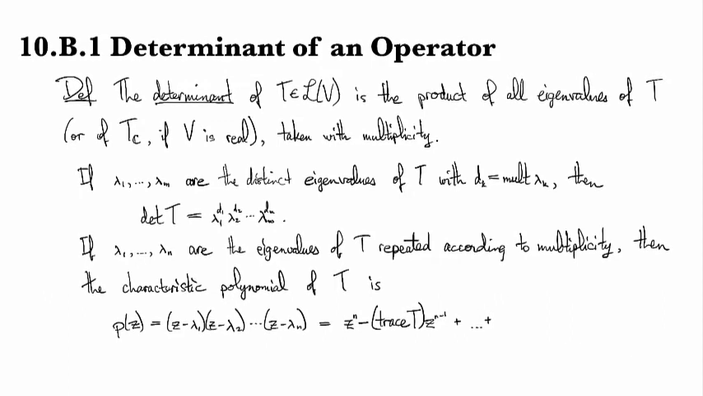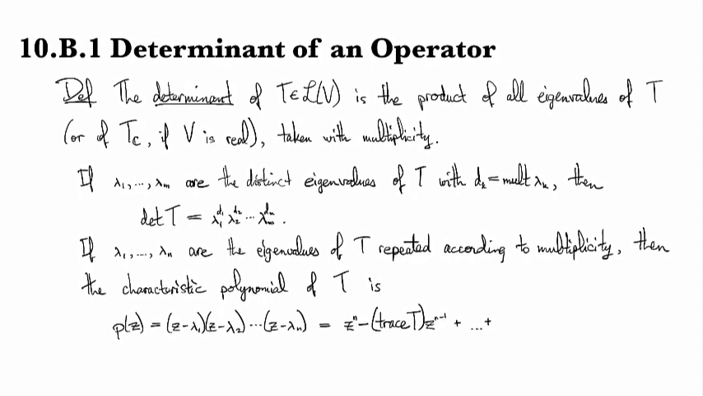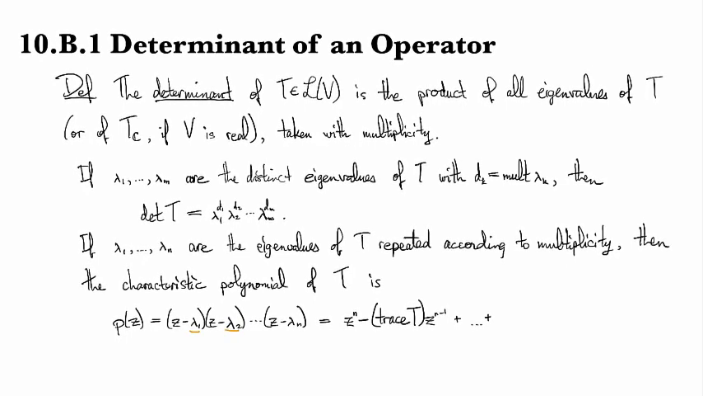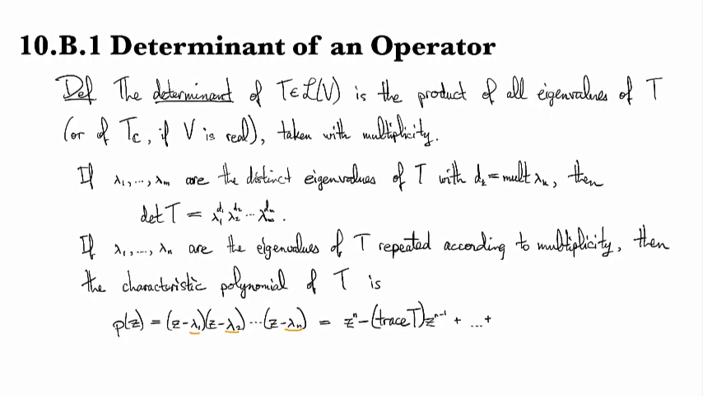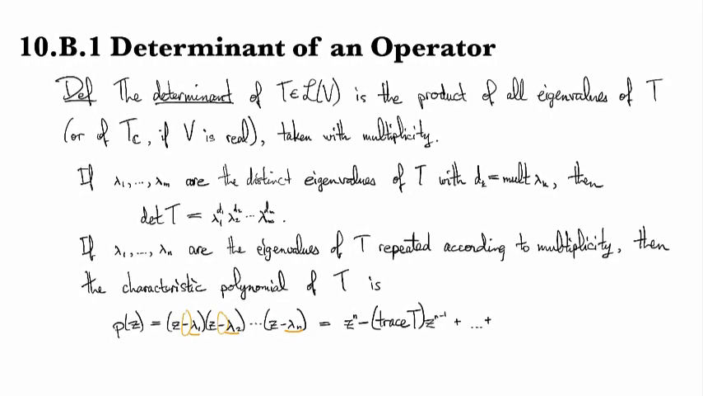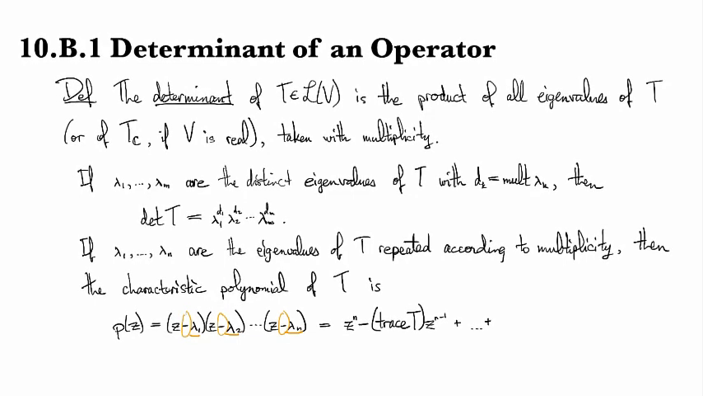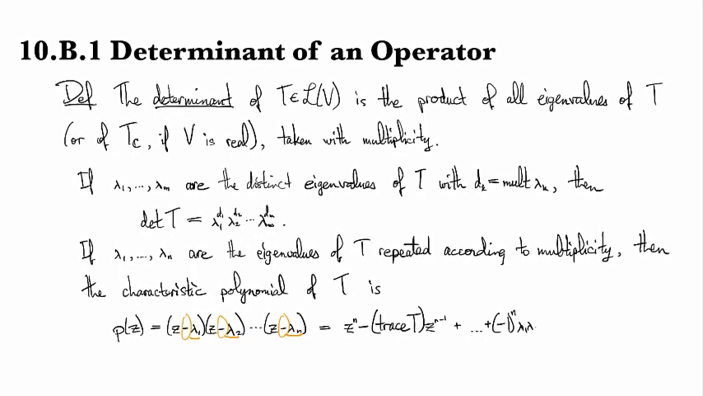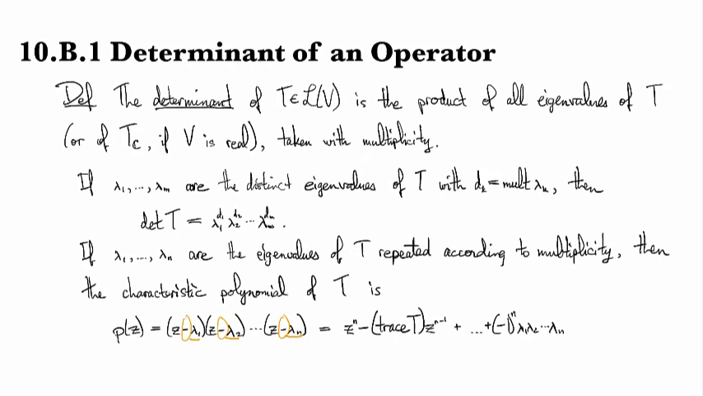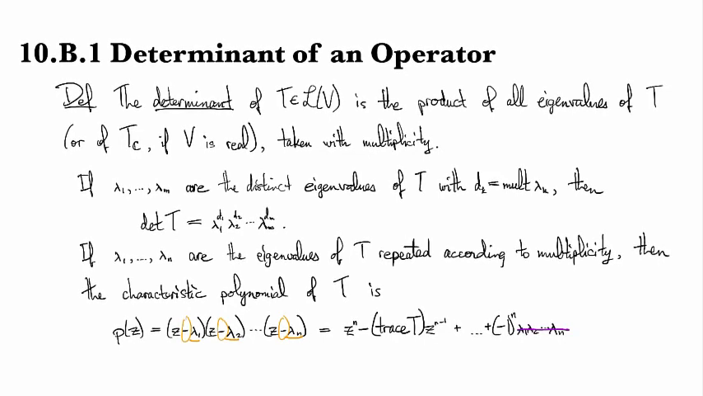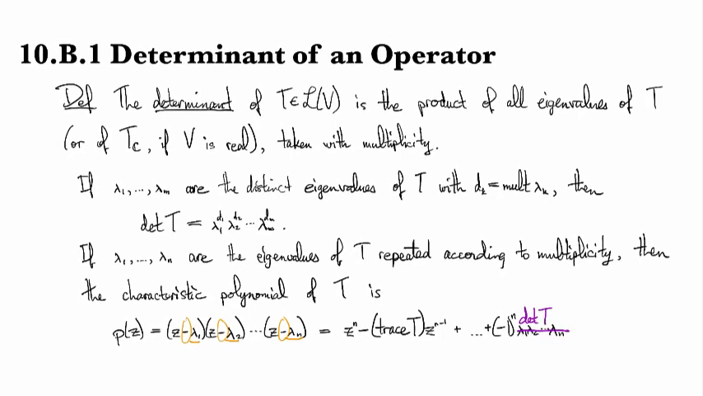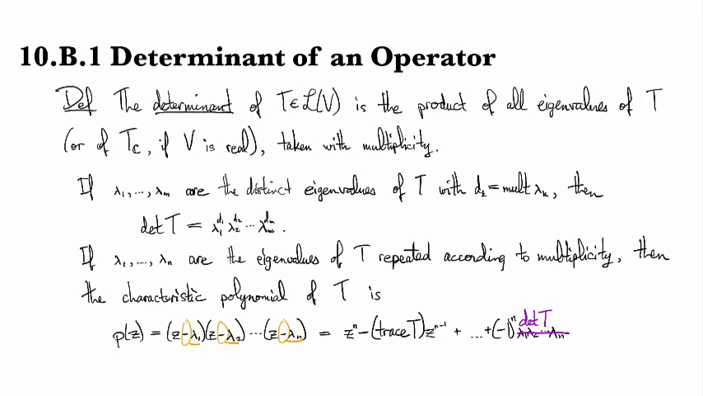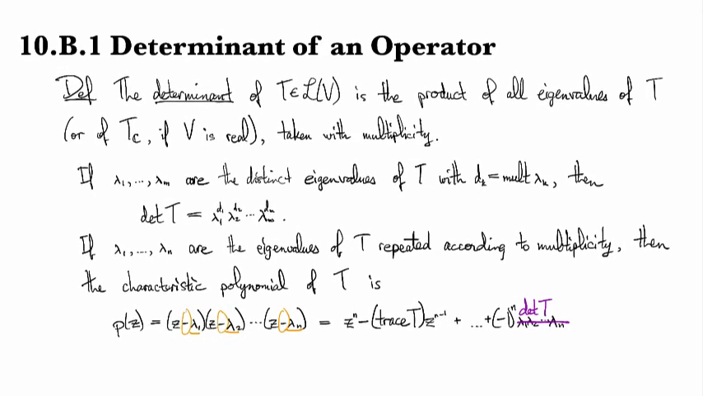And then the very last one that we get is the constant term. And the only way that we get a constant out of this is if we choose the lambda from each one. So we're going to get the product of all the lambdas, and each one comes with a minus sign. And so there's n of those. So we have n minus signs, so we have minus 1 to the n, and then the product of all the lambdas. And so that part is exactly the determinant of T. So the determinant of T is the constant term up to a sign in the characteristic polynomial.